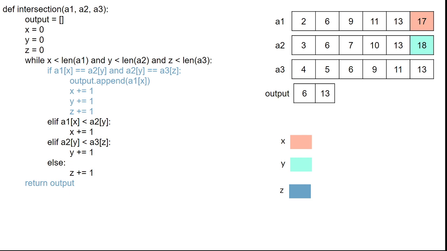Since the Z pointer is pointing at the end of the array, you go out of the while loop and you return the output array. So it will return 6 and 13, which are the intersecting numbers.